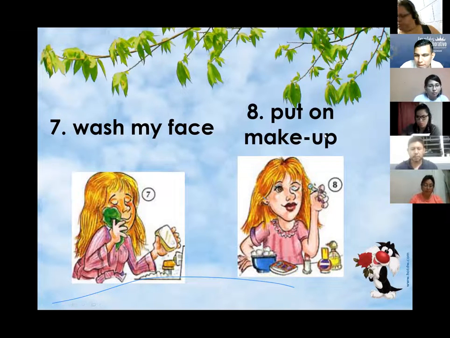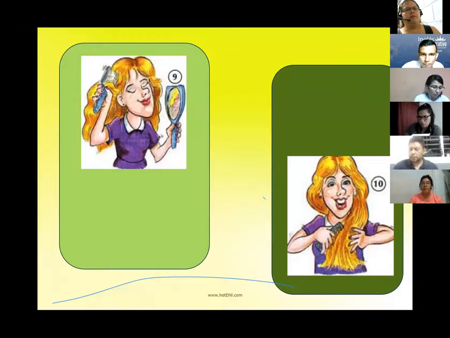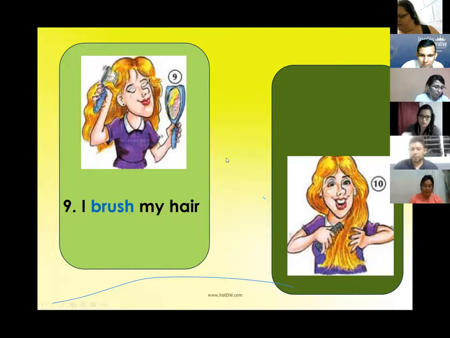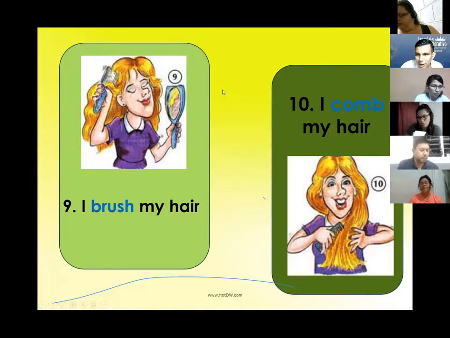Okay, here we have maquillarse: put on makeup. Okay, we have number nine: I brush my hair. And we have: I comb my hair. ¿Cuál es la diferencia? Uno es, creo, cepillarse y el otro es peinarse. I brush my hair, and I comb my hair.